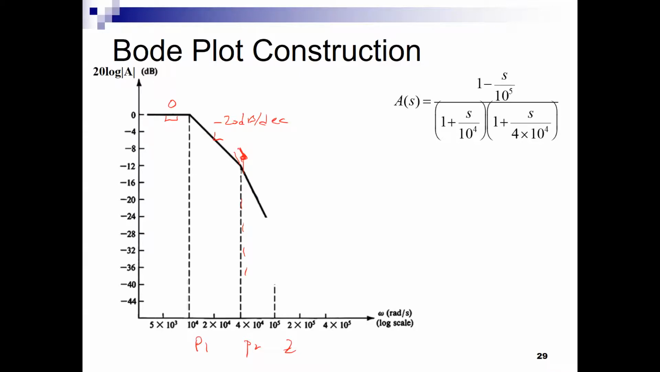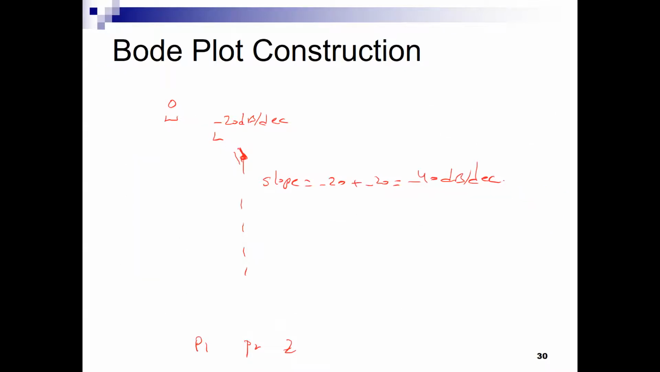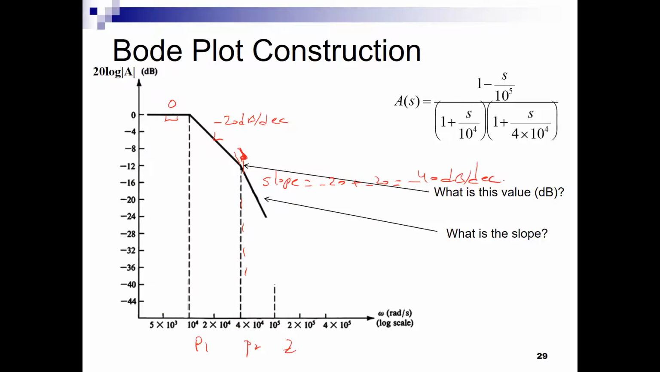When I hit a pole, what do I add to the previous slope? Minus 20. So this is minus 20 plus minus 20, which is minus 40 dBs per decade. Okay, so this is minus 40 dBs per decade. Let us worry about the value later, but now, what would become the slope when we hit the zero?